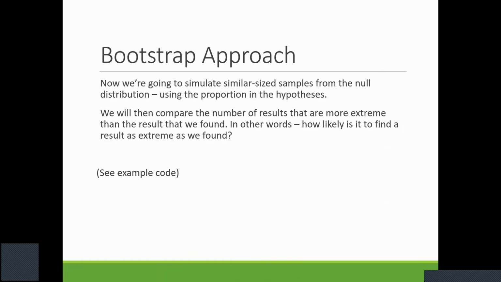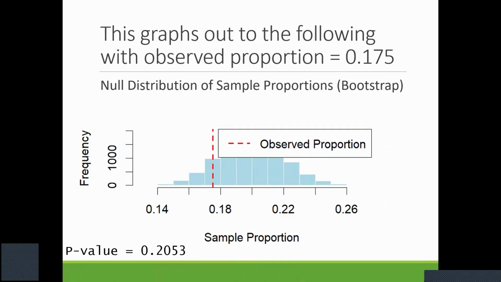So you have the example code for this in your demo code. And what it gives you ultimately is a graph like this. And you can see here's our observed 0.175 or 17.5%. It's not that far out in the tail, right? Like here it is. Here's where things are getting really rare, and it's not that rare. The p-value for this is 0.2053. And that's very close to the 0.211 that we got before.